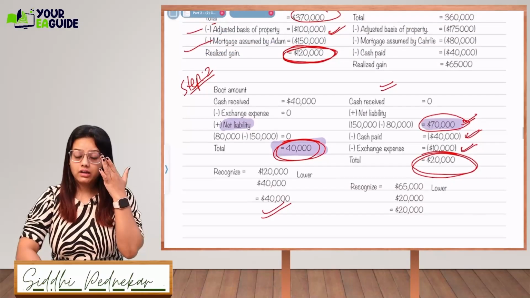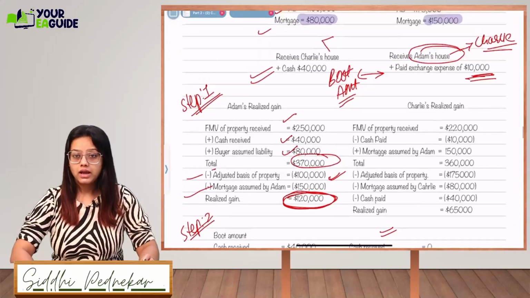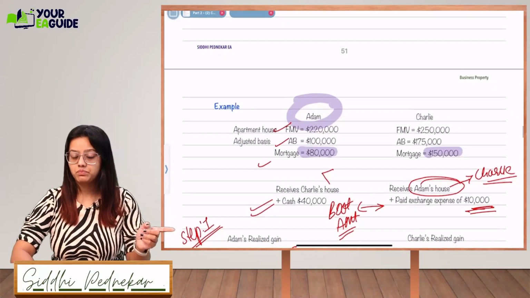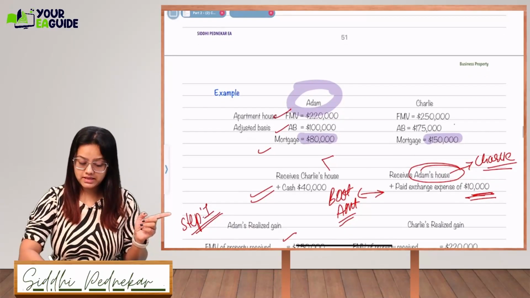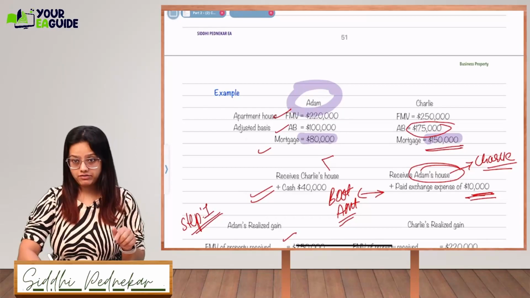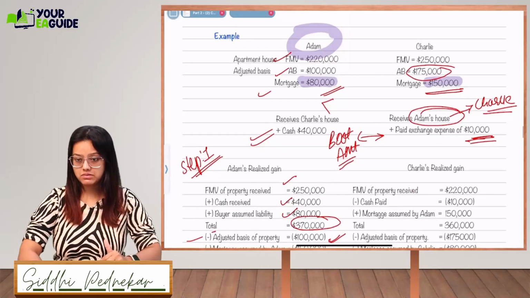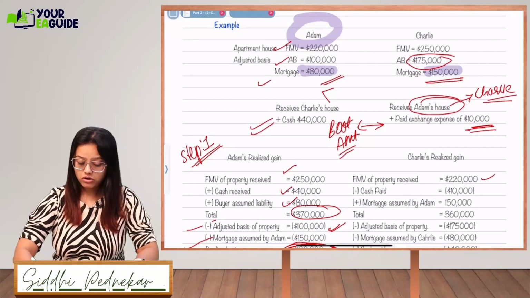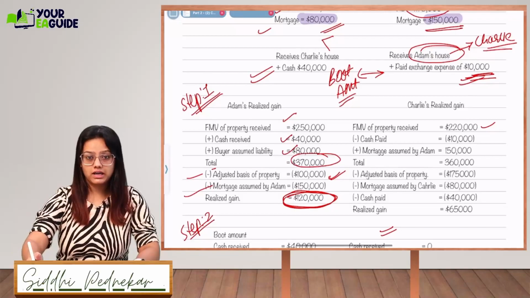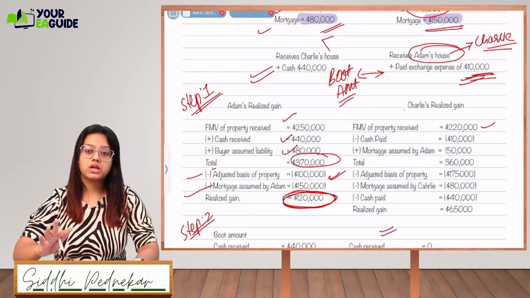Got it. Second, the same formula you are going to apply for Charlie. Take the FMV of the property received, which is 2,20,000. Reduce the adjusted basis, that is 1,75,000. You are going to add 1,50,000 because it's a benefit for Charlie, right? You are going to reduce 80 because you have assumed the 80,000 as a mortgage. Also, you are going to consider the exchange expense here because it is paid by Charlie. It was not paid by Adam. It's paid by Charlie. So also reduce the exchange expense.